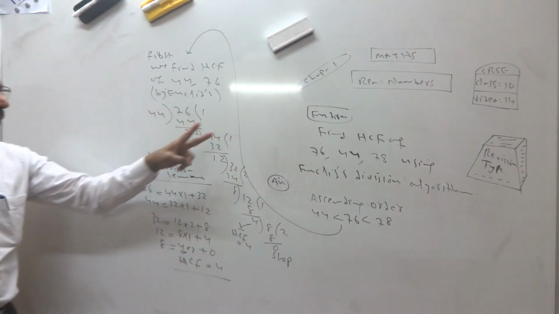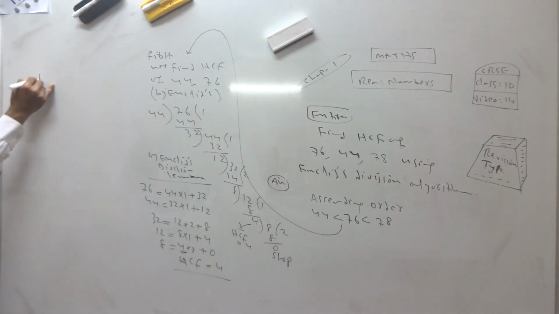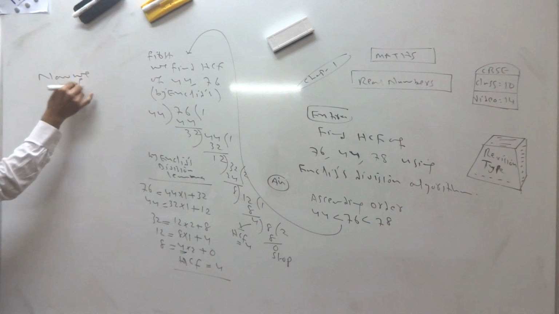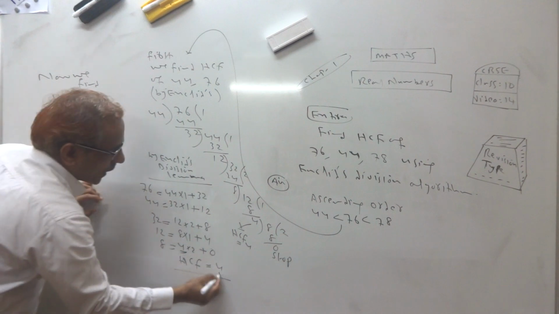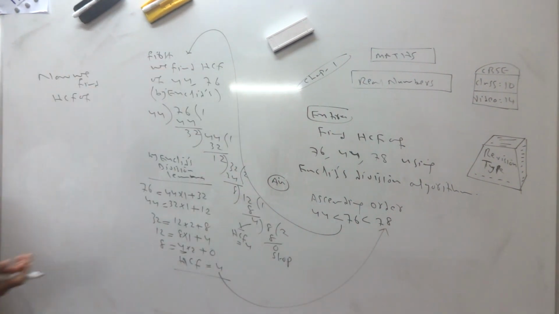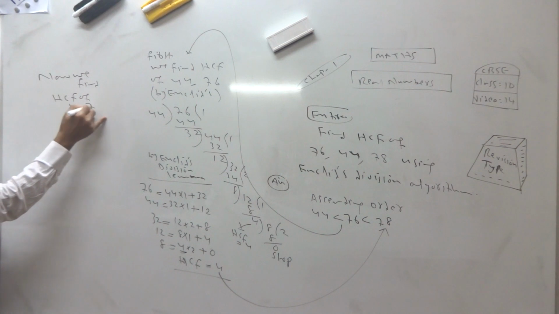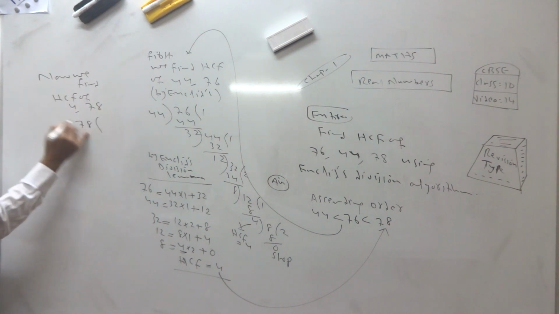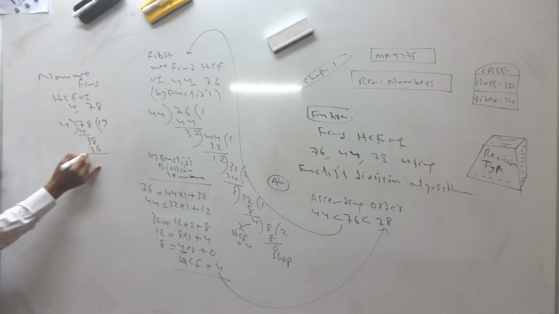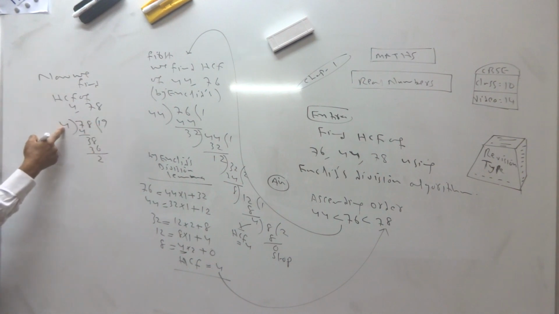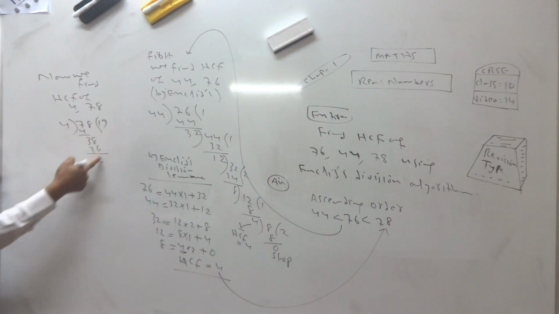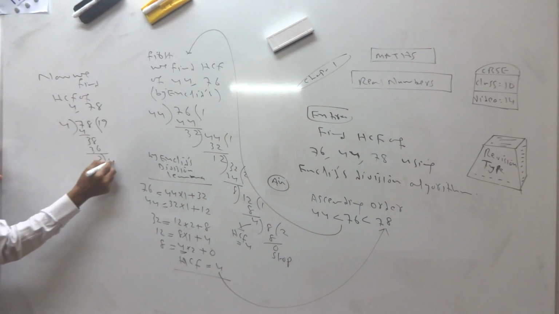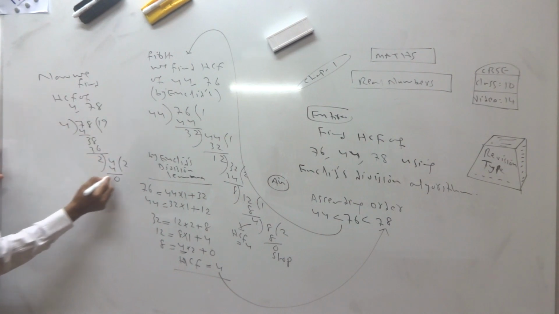The answer is not completed. We have to find out HCF of 3 numbers. Now we finally find HCF of this 4 and this last number. HCF of 4 and 78. So 78 we divide by 4. 4 ones are 4. 4 nines are 36. See, 4 ones are 4, 3 left. 4 nines are 36, 2 left. Then we write 4 here. 2 twos are 4. 0.